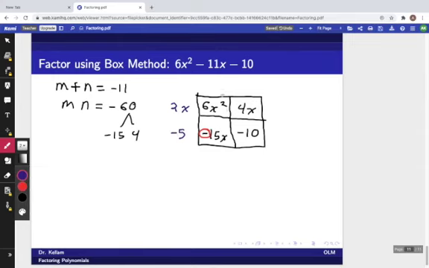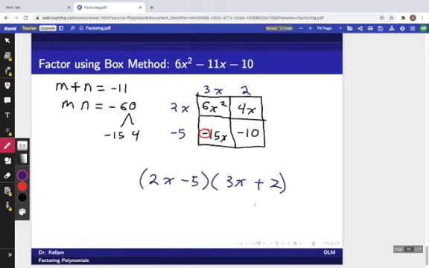What do the left two have in common? Well, 6x squared and negative 15x, the greatest common factor between them is 3x. And what is the greatest common factor between 4x and negative 10? Well, that is going to be 2. So what do we have? We have 2x minus 5, and we have 3x plus 2.